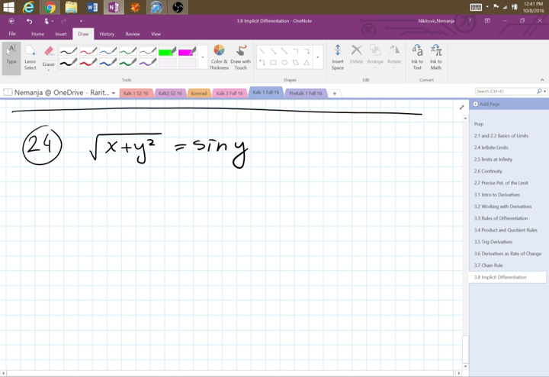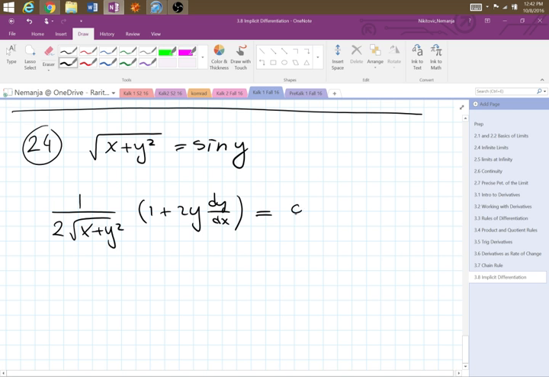All right. We start with the chain rule, right? So 1 over 2 square root of x plus y squared times the derivative of the inside, which is derivative of x is 1, plus 2y, and this is where dy/dx goes, equal to cosine y dy/dx. Nice.